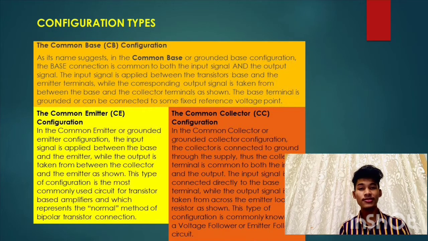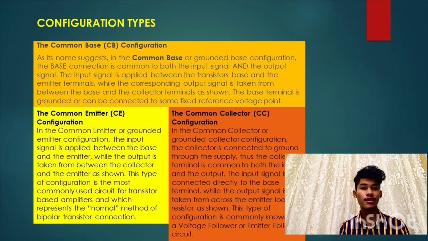First, the common base configuration. As its name suggests, in the common base or grounded base configuration, the base connection is common to both the input signal and the output signal. The input signal is applied between the transistor base and the emitter terminal, while the corresponding output signal is taken from between the base and the collector terminal as shown. The base terminal is grounded or can be connected to some fixed reference voltage point.